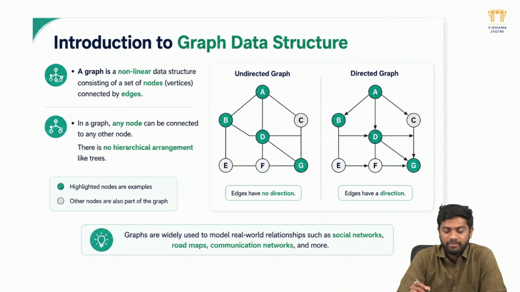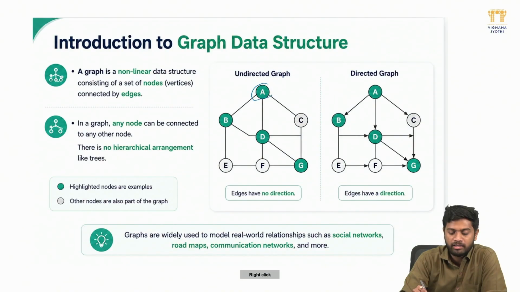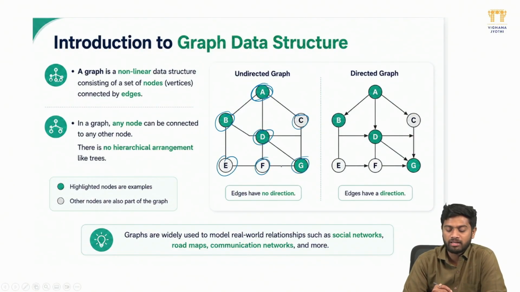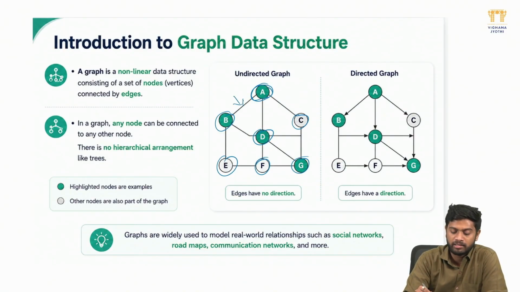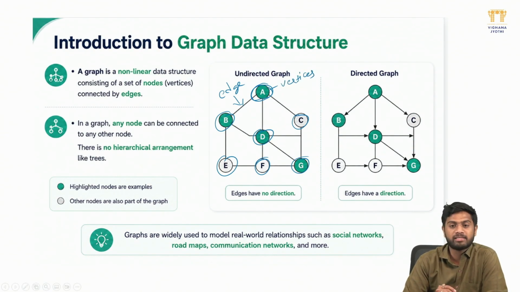In graphs, we are having nodes. This can be called a node. In total, in this graph, how many nodes are we having? A, B, C, D, E, F, G. All these are nodes. Each and every node in a graph is connected with the help of an edge. This can be called an edge, and this can be called a vertex. Graph G is a collection of nodes as well as vertices.